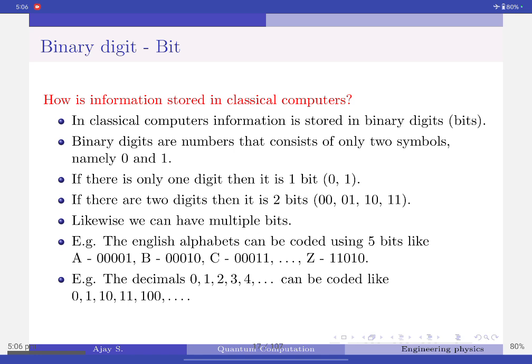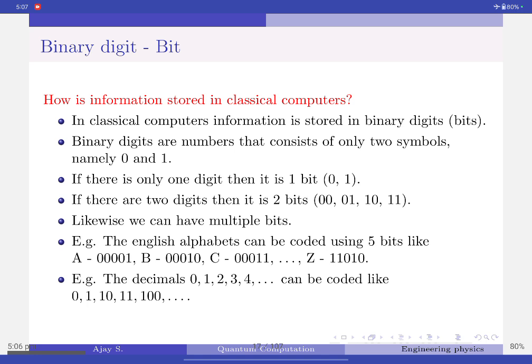A binary digit, or bit for short. So, how is information stored in classical computers? In classical computers, the information is stored in the form of binary digits, or bits for short. Binary digits are numbers that consist only of two symbols, namely 0 and 1. If there is only one digit, then it is 1 bit: 0, 1. If there are two digits, then it is 2 bits: 00, 01, 10, 11. Likewise, we can have multiple bits.